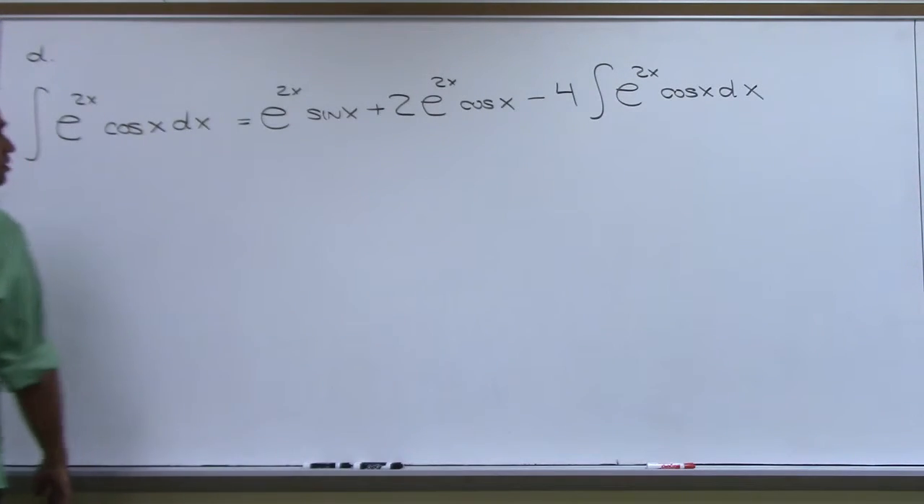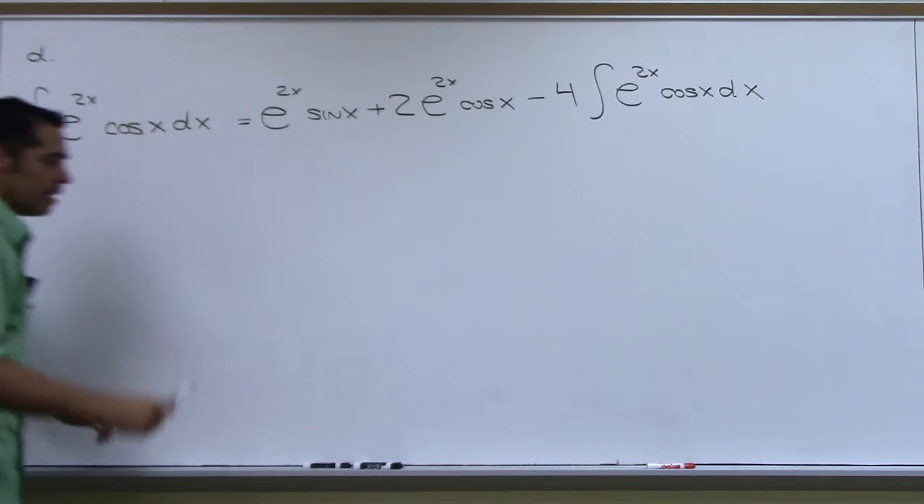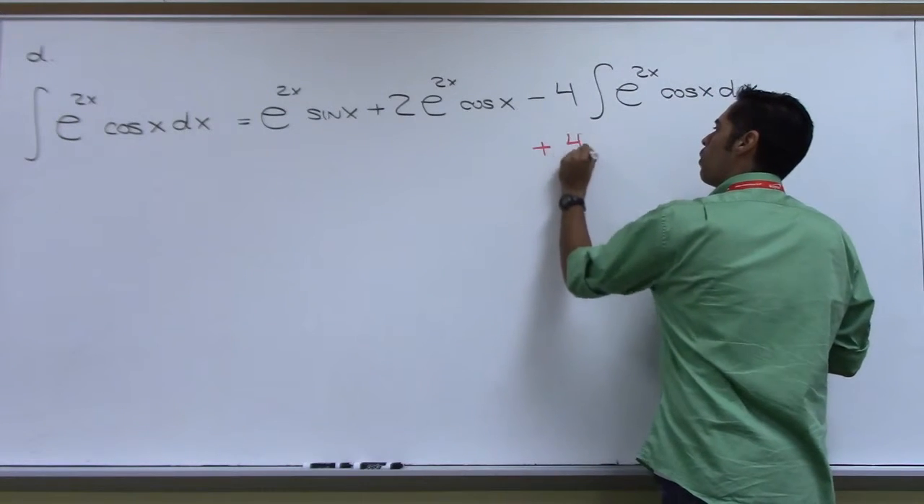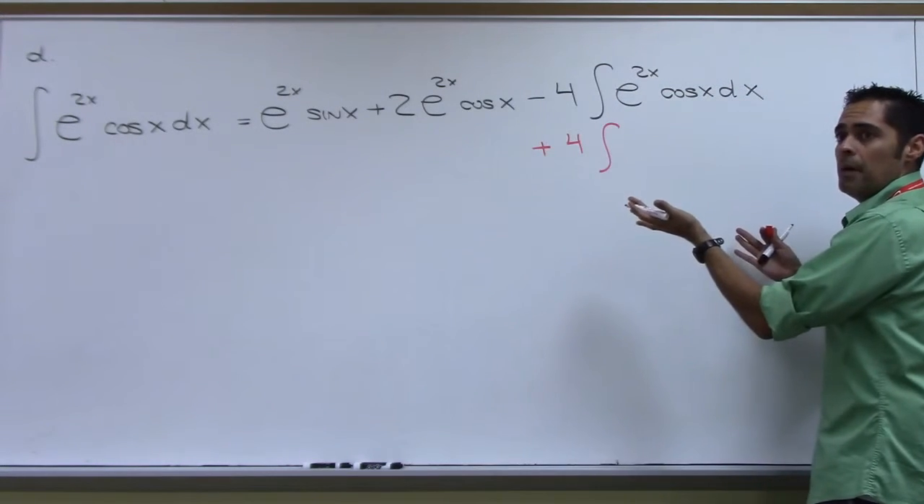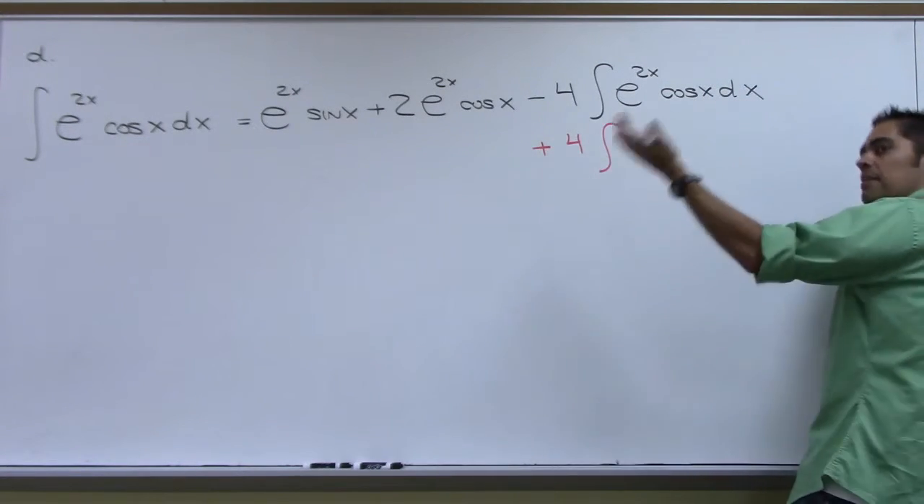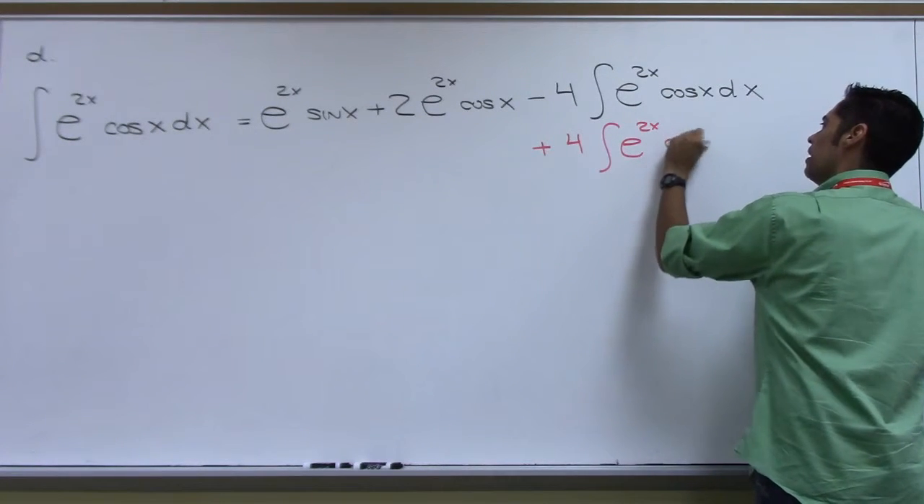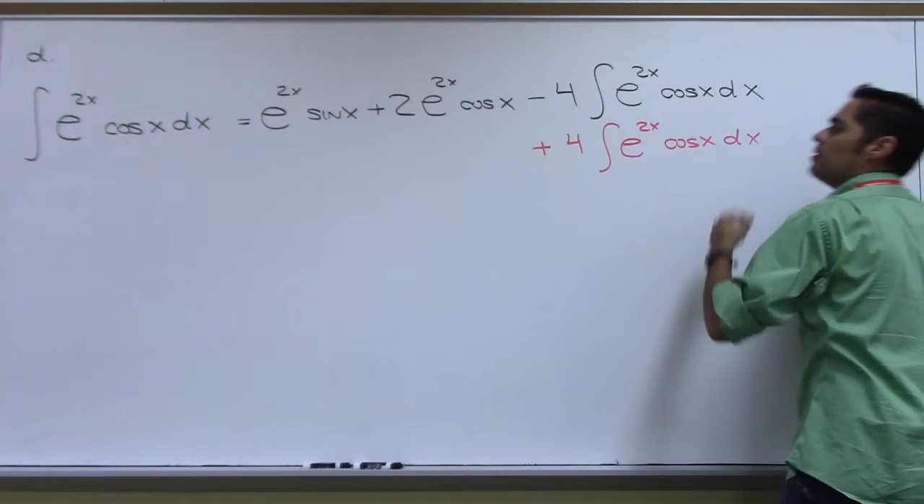So I'm going to algebraically realize that what I'm trying to solve for is appearing over there, and so I can add 4 of these integrals. I don't know what they are, but it's a balance, right? I can do the same thing to both sides. So I can add this integral, whatever it is, to both sides of the equation.